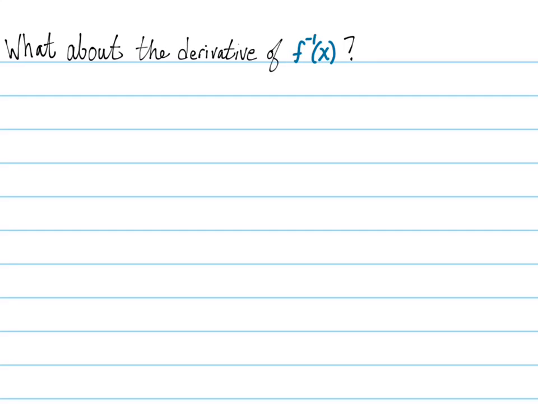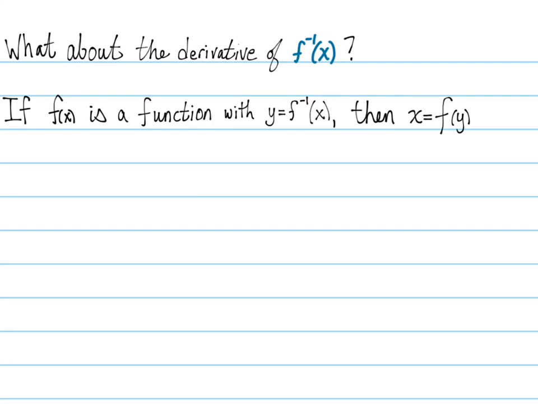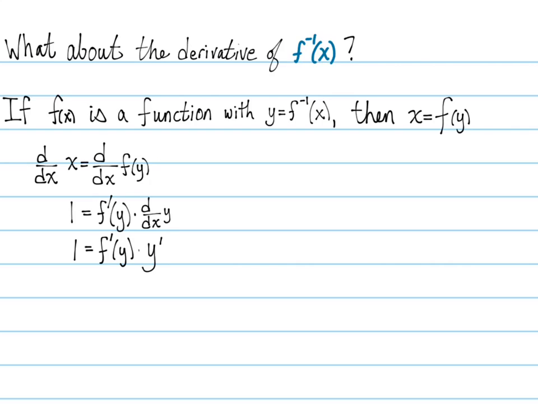Okay, so here's a neat application of implicit differentiation. We can take the derivative of the inverse. So if you have f of x as a function, and you let y equal f inverse of x, well, the definition of y equals f inverse of x would be that x equals f of y. So if we take the derivative of both sides of x equals f of y, what we get is that 1 is f prime of y times dy dx, or 1 equals f prime of y times y prime, which when you solve for y prime gives you 1 over f prime of y.